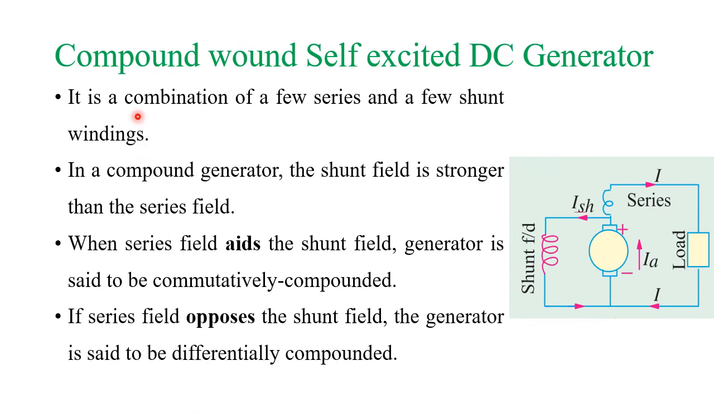In a compound wound self-excited DC generator, you can notice that part of the field winding is connected in parallel to the armature and part of the field winding is connected in series to the armature. So it is a combination of both shunt and series wound DC generators. When the series field aids the shunt field, the generator is called cumulatively compounded, and if the series field opposes the shunt field, then it is said to be differentially compounded.